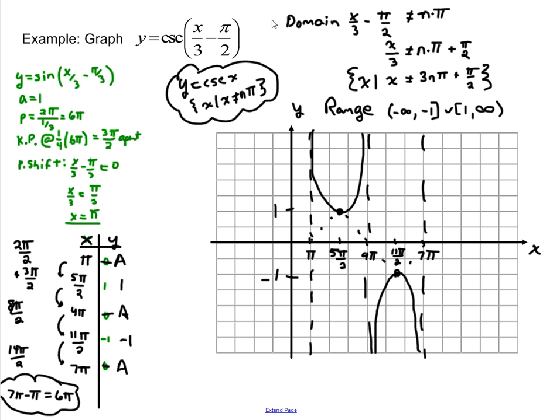All right, so domain and range, we should be able to get those when it comes to our secant, cosecant, tangent, cotangent functions as well. All right, more to come.